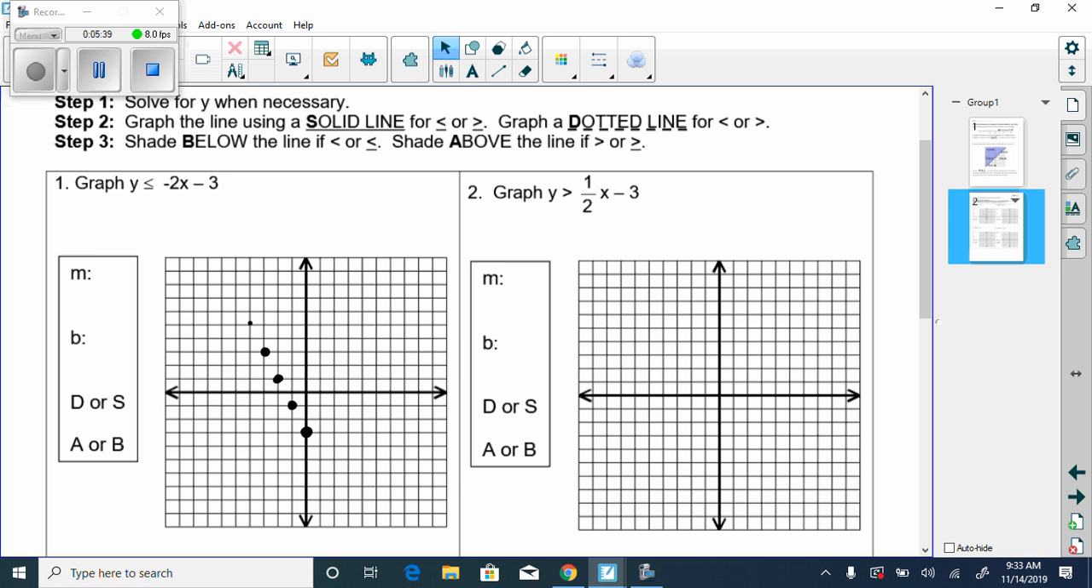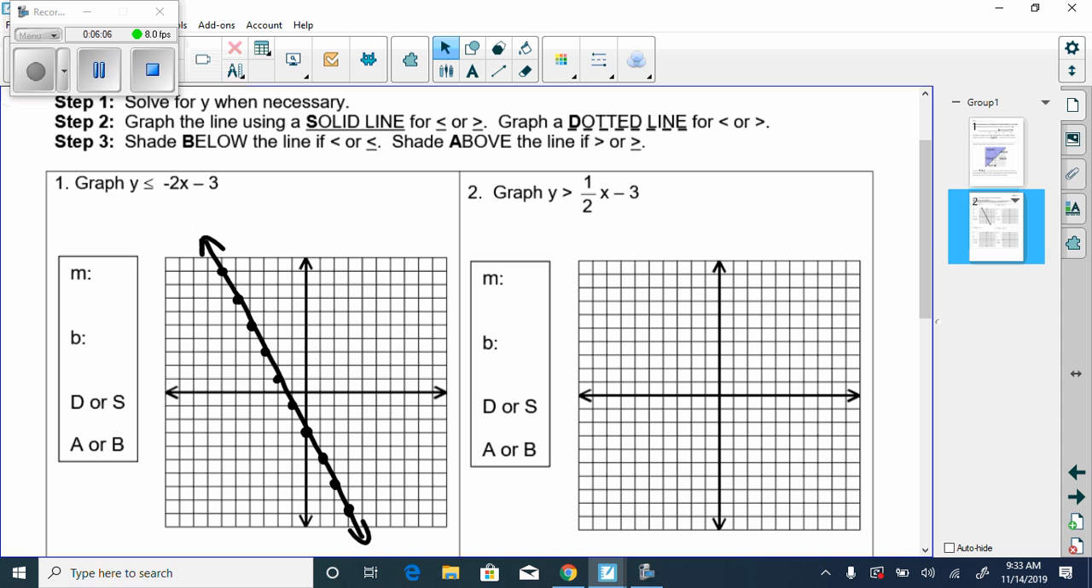Okay, and this also says that y is less than or equal to, right? So, according to step number 2, does that mean that our line should be dotted or solid? Solid. So we're going to just draw our normal solid line through these points. Okay, so we're done with step 2.